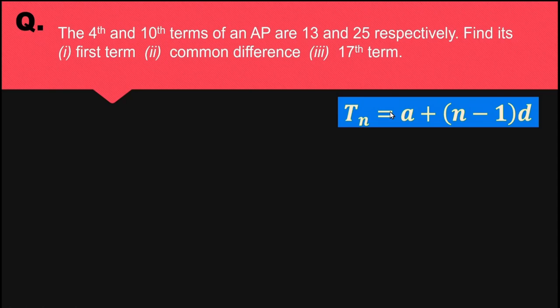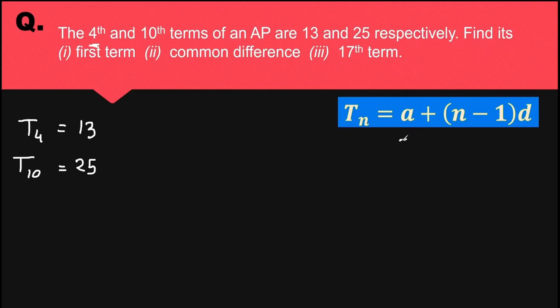Another question is, the fourth term and the 10th term of an AP are 13 and 25 respectively. Then find its first term, common difference, and 17th term. So we are given the fourth term of an AP. We write in symbolic form T4 equals 13, and the 10th term, T10 equals 25. We don't know the first term, we don't know the common difference, or in short, we don't know what the AP is, but we know the formula for the nth term of an AP.